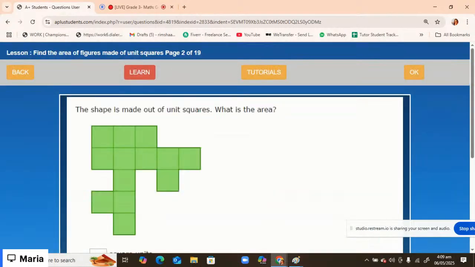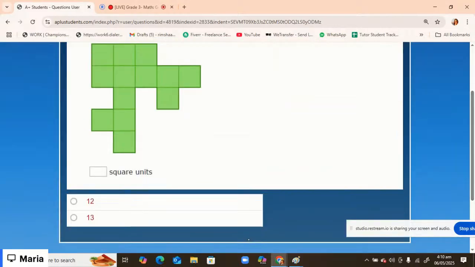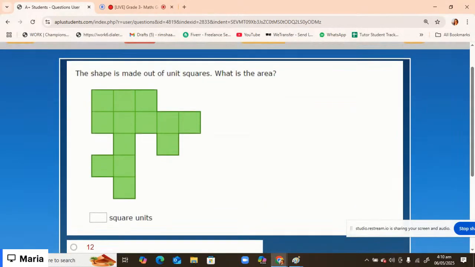Let's do this one. Now you all tell me the answer of this one. How much is this? Count it all. So 1, 2, 3, 4, 5, 6, 7, 8, 9, 10, 11, 12, 13. My answer is 13. Everyone tell me, is it 13? Let's see, is it 12 or 13? Count it all.